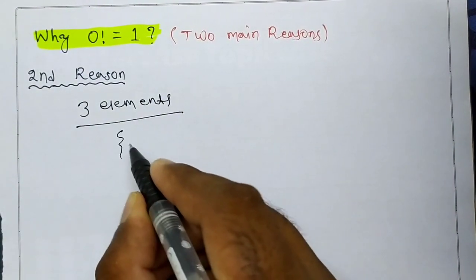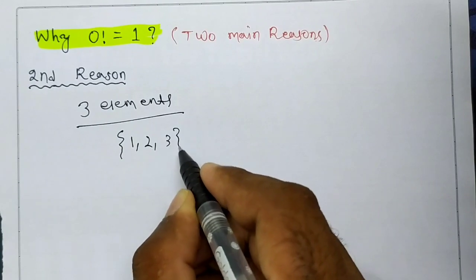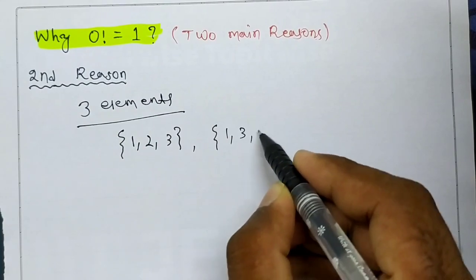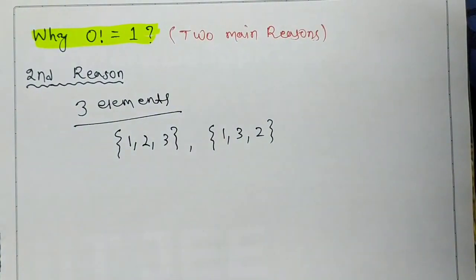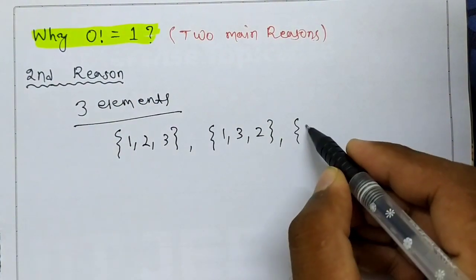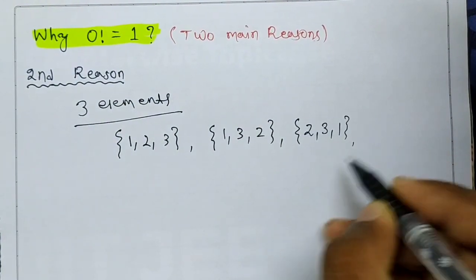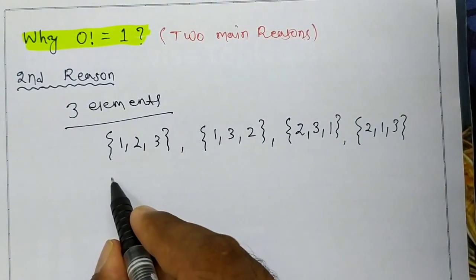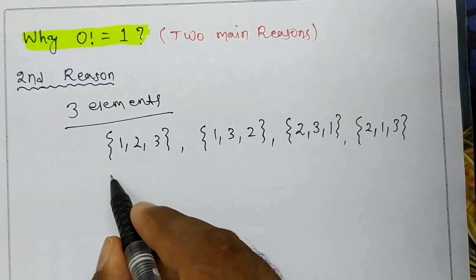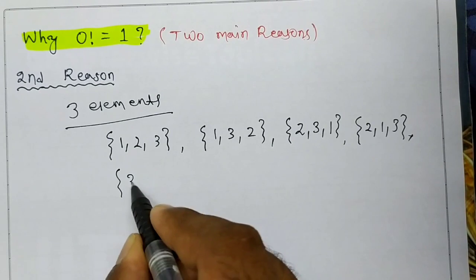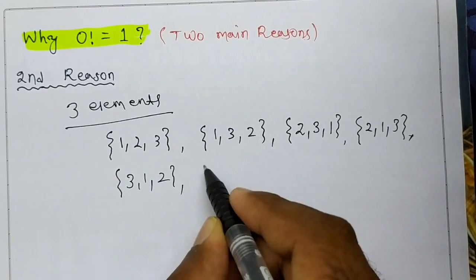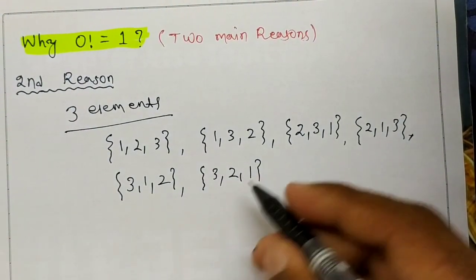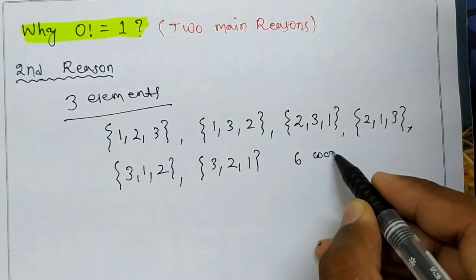Just you see, we can write 1 2 3, the elements I am taking, or we can write 1 3 2, or we can write 2 3 1, or 2 1 3. So these are all the distinct arrangements of 3 elements. Then 3 1 2 and 3 2 1. Now you can see all the arrangements I have written. So a total of 6 ways is coming.